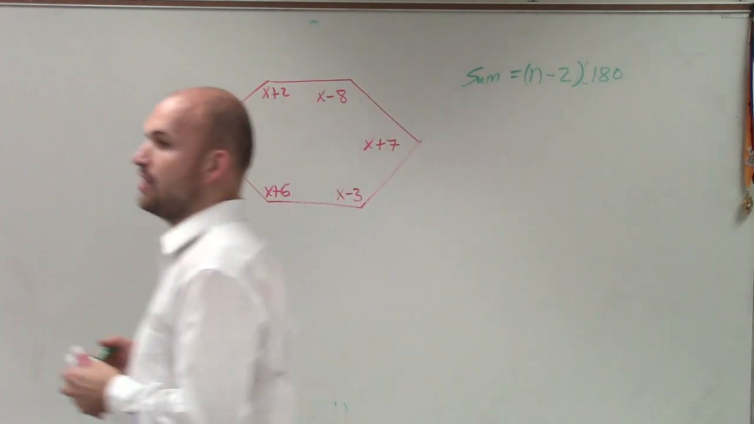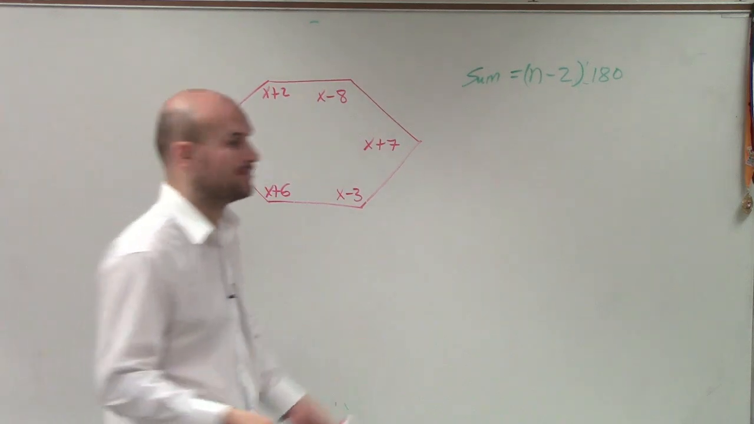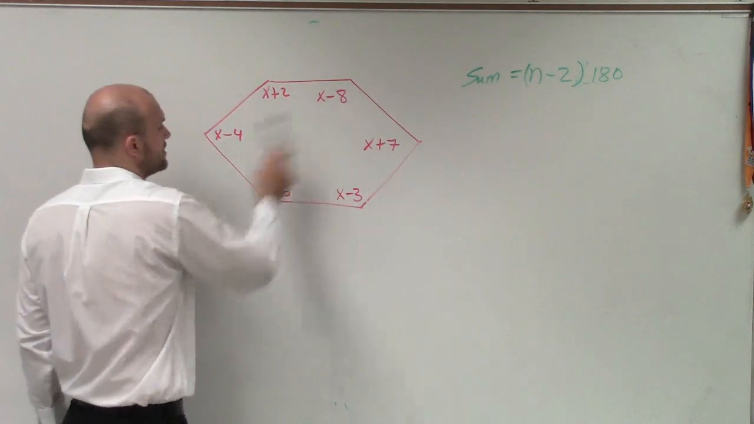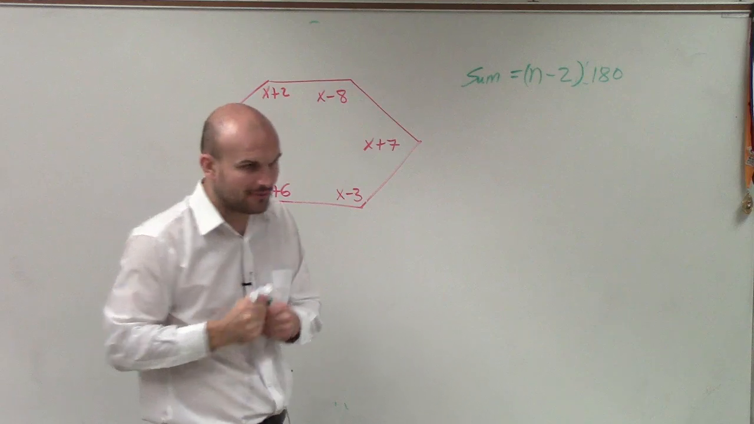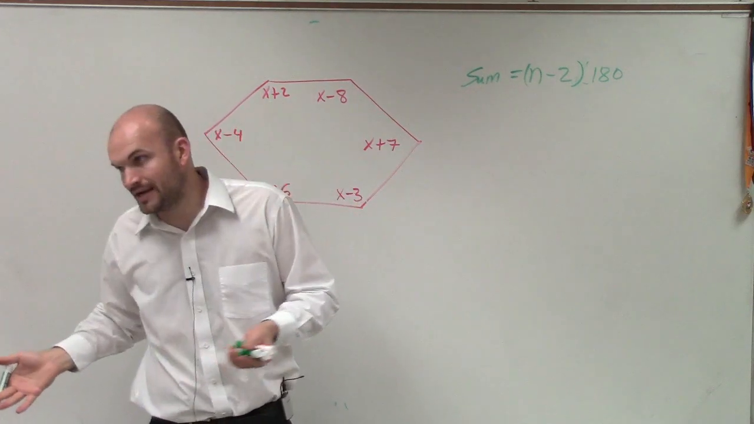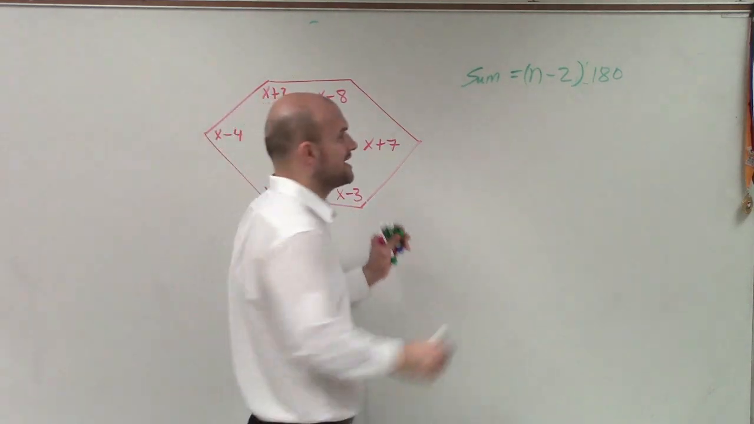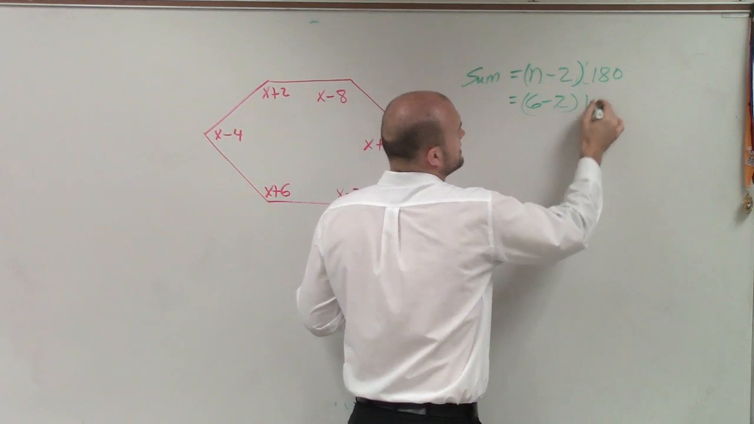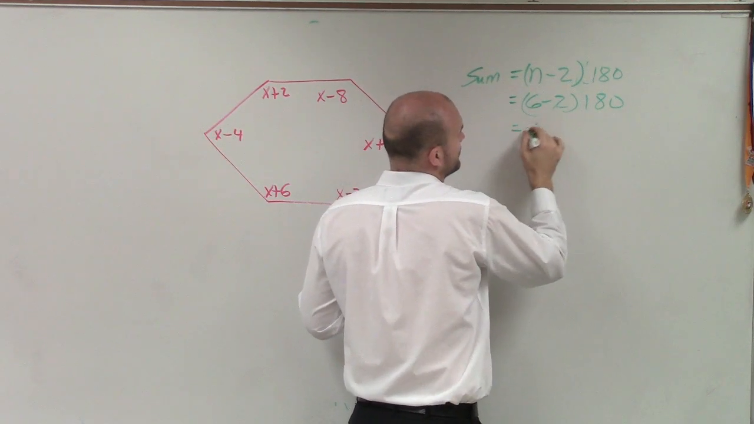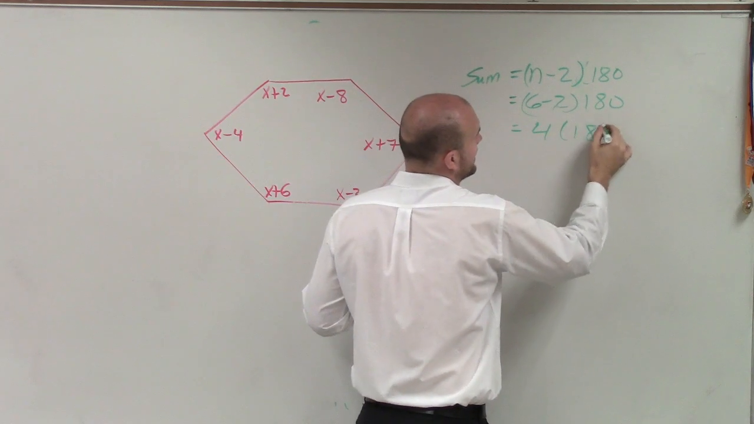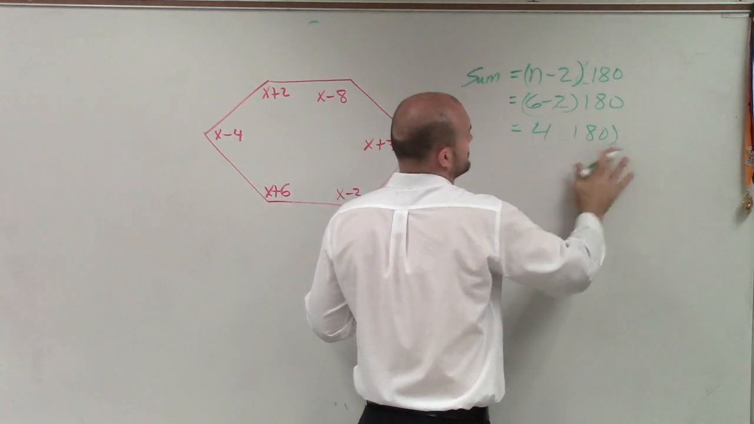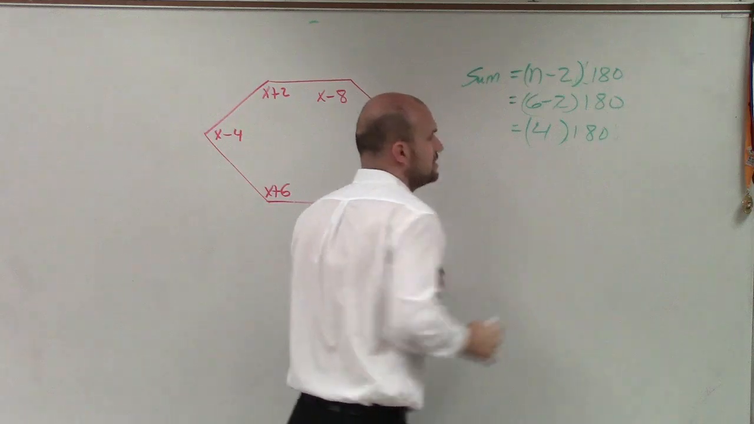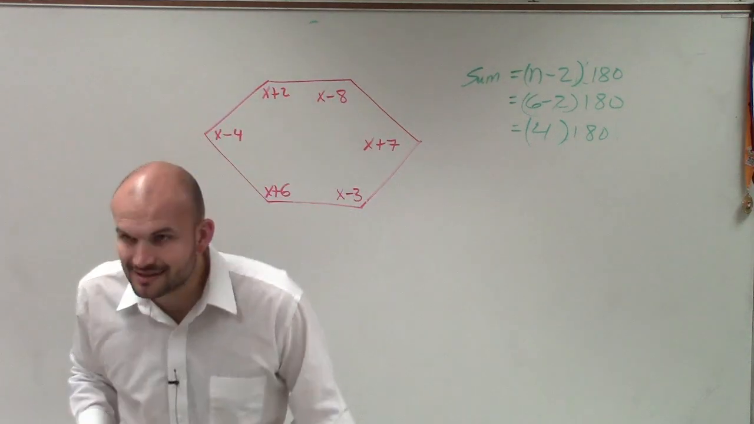So before I can solve this problem, I need to determine the number of sides. Well, 1, 2, 3, 4, 5, 6. Now, you guys did write down the degrees of a hexagon, but let's just figure it out. So I'd do 6 minus 2 times 180, which equals 4 times 180. It doesn't really matter where the parentheses are. So 4 times 180 is?